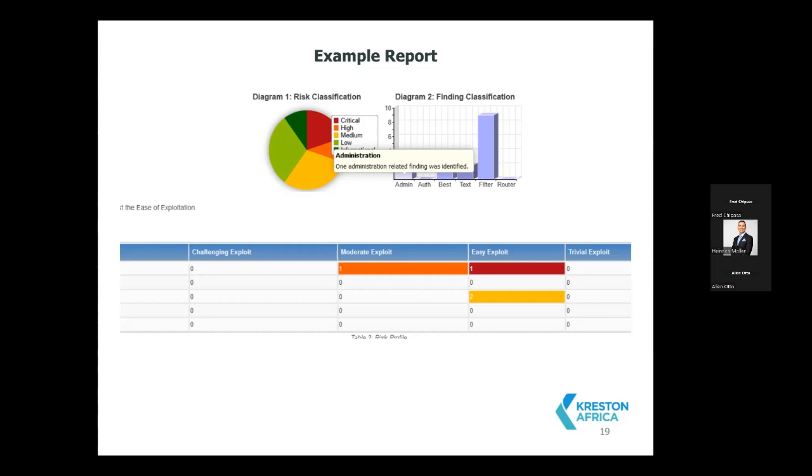Based on what you see on the screen, a technical firewall report is quite lengthy. The export from Nipper is generally anywhere between 800 and 1,000 pages, but then we condense that into a very detailed and focused report. With Nipper, we are able to identify any administrative, authorization, best practice, clear text, filtering, or routing issues within a firewall. We can also identify how easy or difficult it might be to exploit those different weaknesses within a firewall. Next slide, Fred.